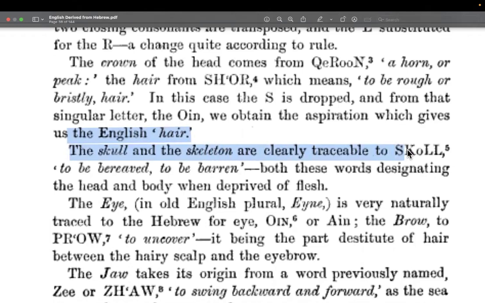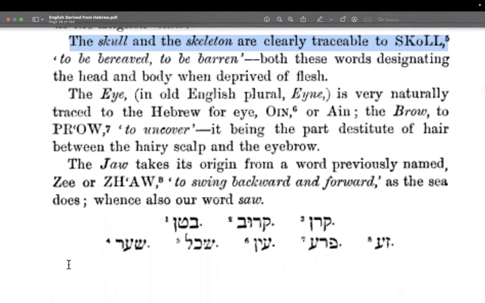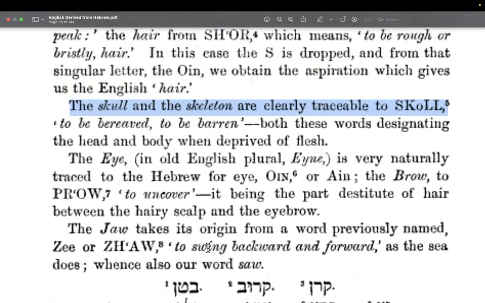The skull and the skeleton are clearly traceable to skewl, and this is a different etymology, just so you're familiar with, than what I've read in other books that talk about English being from the Hebrew. They'll give skull etymologically from Golgoth, like Golgotha, the place of the skull, and try to contrive how it was from Golgotha and changed into skull. This one looks to be a little more likely, but I'm not dogmatic about things that we don't know with absolute certainty. So unless we could prove it, I wouldn't do that.